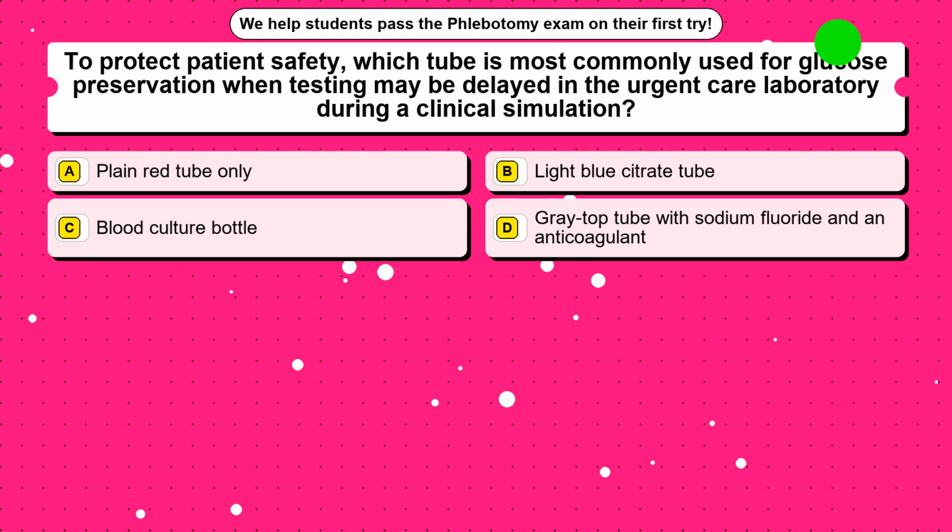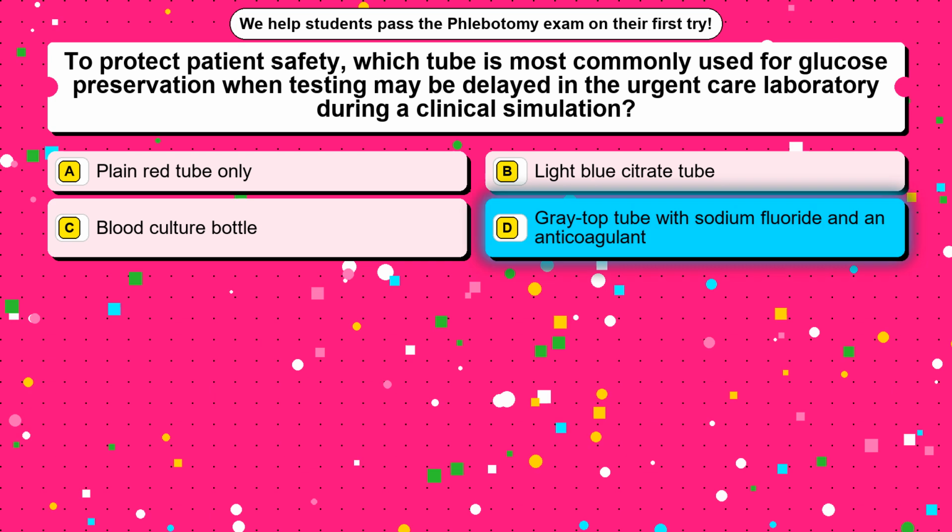Question 51. To protect patient safety, which tube is most commonly used for glucose preservation when testing may be delayed in the urgent care laboratory during a clinical simulation? Option A, plain red tube only. Option B, light blue citrate tube. Option C, blood culture bottle. Option D, gray top tube with sodium fluoride and an anticoagulant.